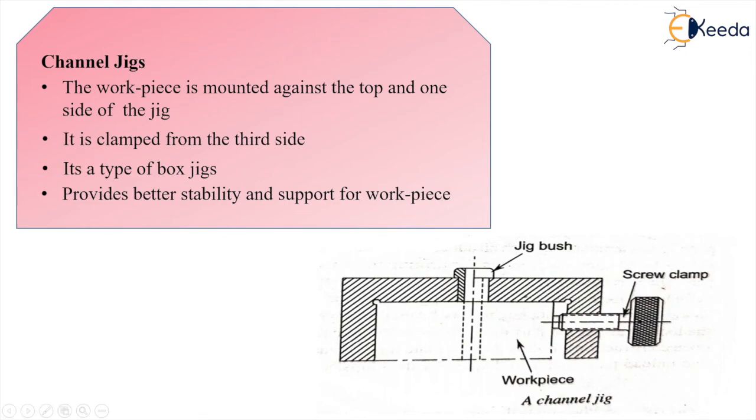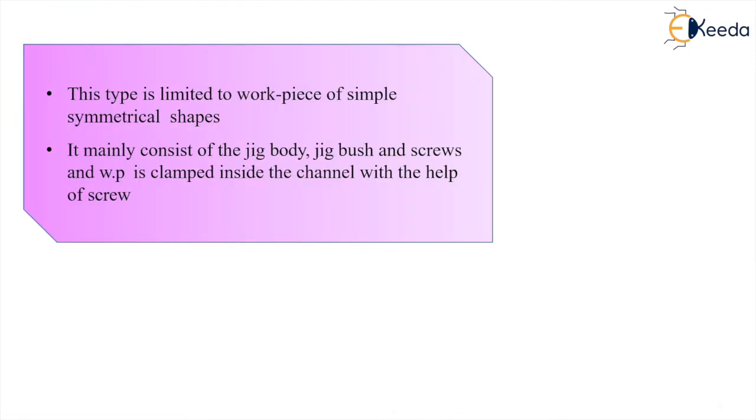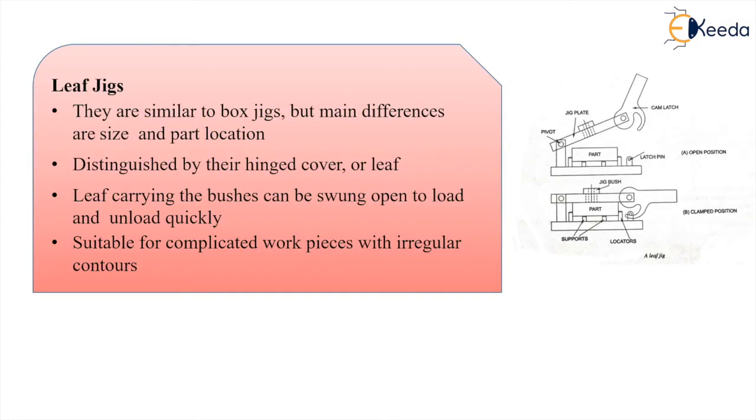The workpiece is mounted against the top and one of the sides of the jig. It is clamped from the third side. It is a type of box jig, provides better stability and support for the workpiece. This type is limited to workpieces of simple symmetrical shapes. It's only simple parts we can locate in this type of jig. It mainly consists of the jig body, jig bushes and screws, and the workpiece is clamped inside the channel with the help of the screw.